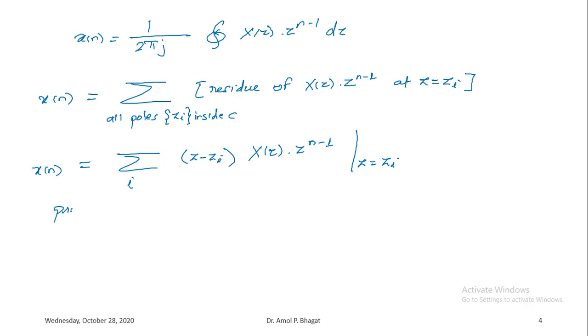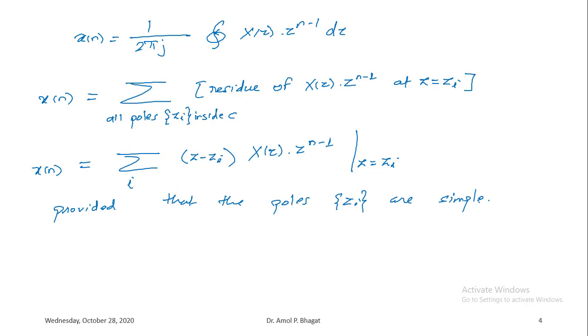And this is provided that the poles zi are simple, okay, this should not be complex poles, right?